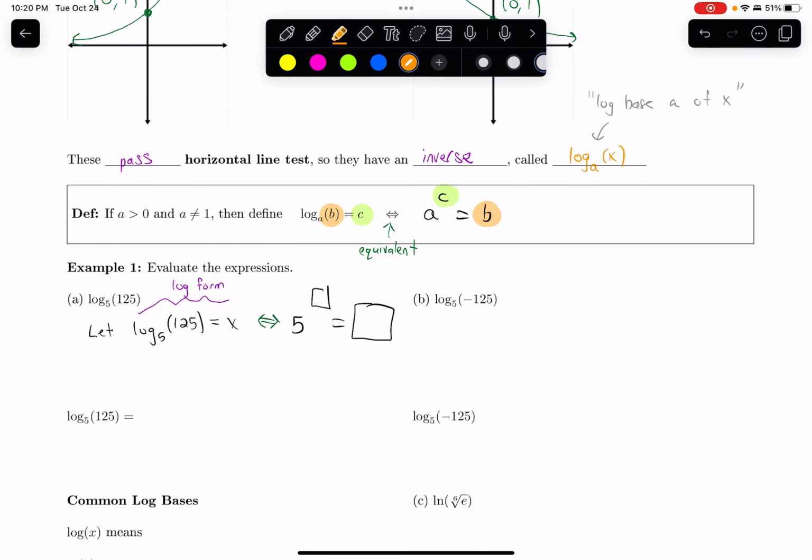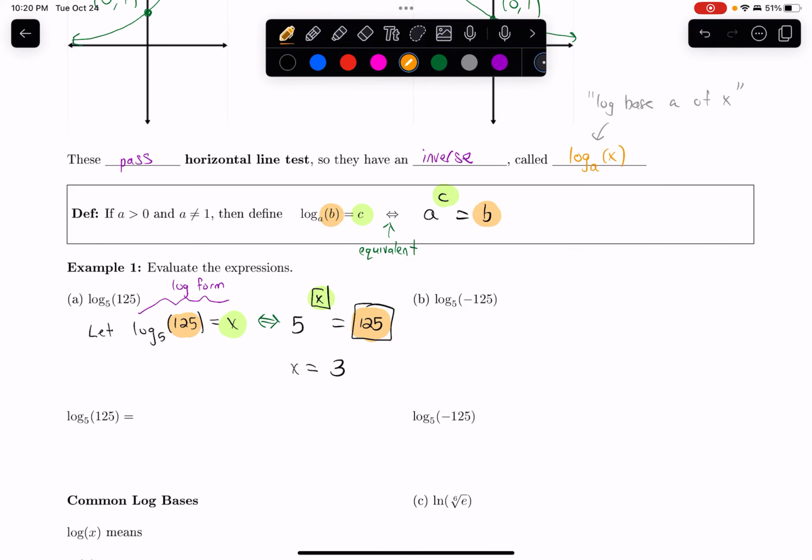The input and the output should switch spots. 125 is the input of the log, so now that's going to be the output of the exponential. The output of the log will be the input of the exponential. So x is the input of the exponential, and 125 is the output. Notice how the 125 and the x switch spots when I switch to exponential form. So what's x? 5 to what power equals 125? Well, x is just 3.